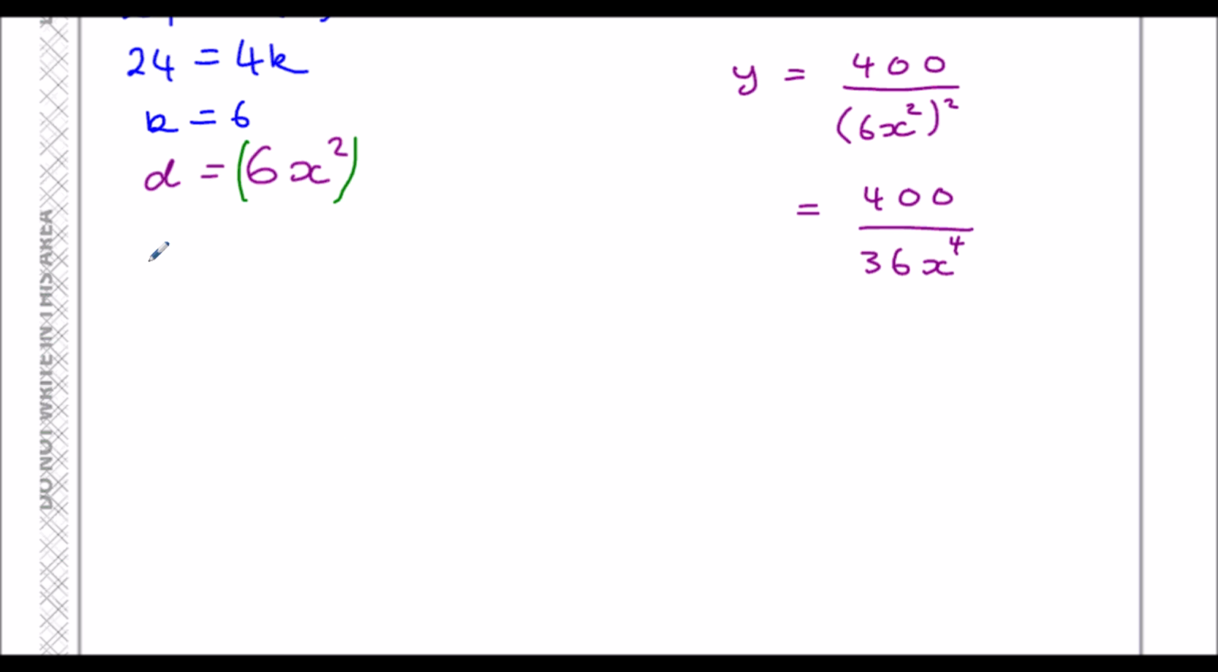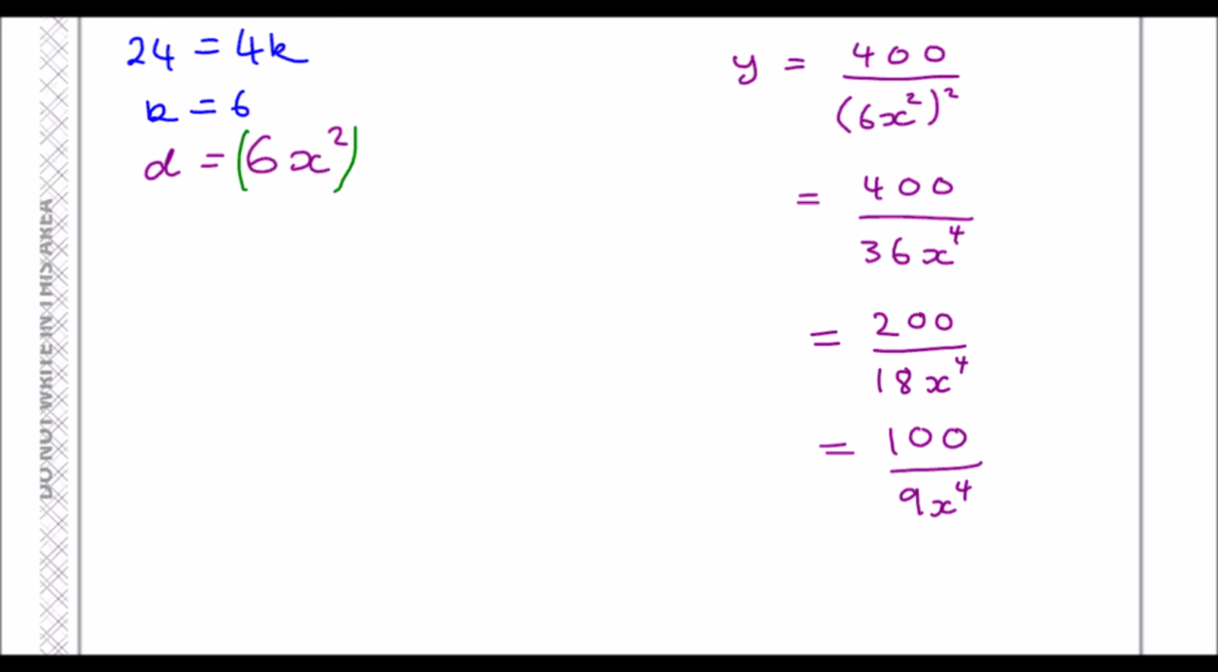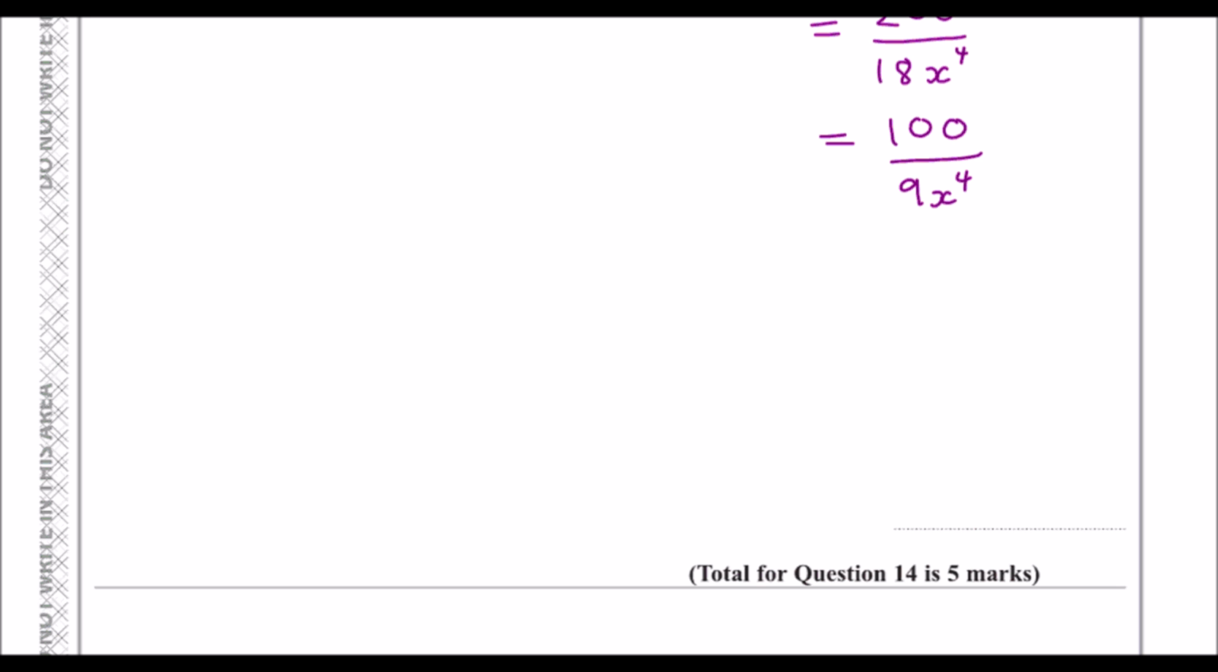I need to give my answer in its simplest form, so I need to simplify these numbers. If I halve top and bottom, that's 200 over 18x to the power of 4. And halve them again, 100 over 9x to the power of 4. So 100 and 9 are not in the same times tables. 9's only in the 3 times table, and 100 isn't in the 3 times table. So I can't simplify that anymore. So my answer is y equals 100 over 9x to the power of 4.